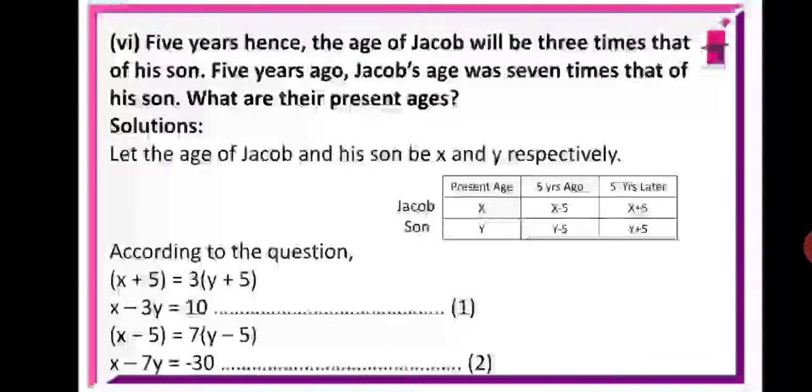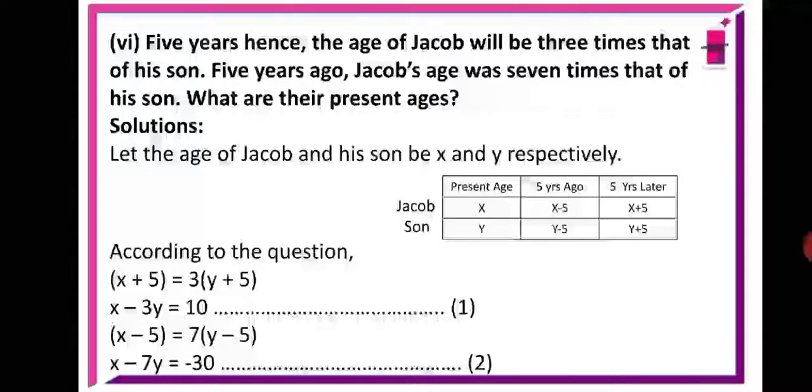From present, 5 years later it is x plus 5 equal to 3 into y plus 5, because 3 times. So you will get x minus 3y equal to 10. And 5 years ago is 7 times. So x minus 7y equal to minus 30. You can solve this using the substitution method. You will get the age of Jacob and his son.